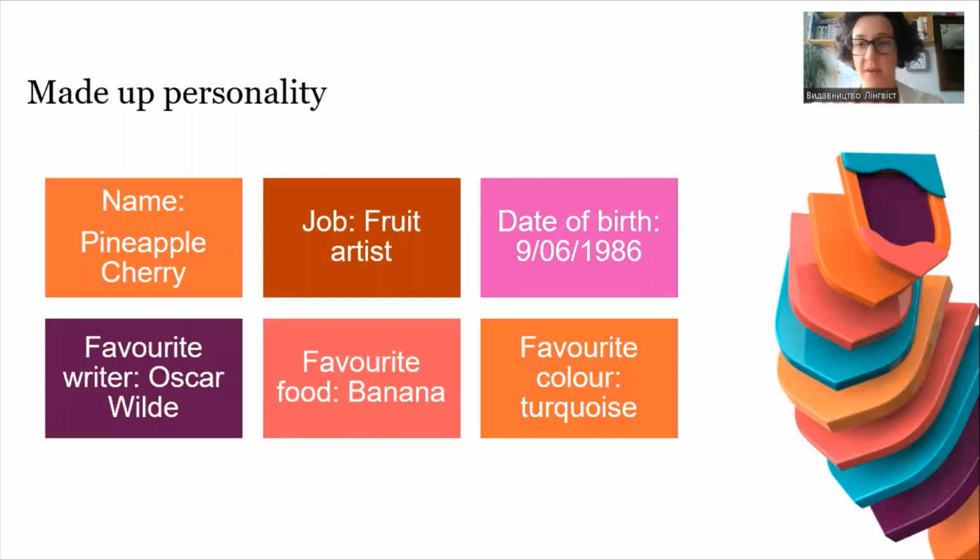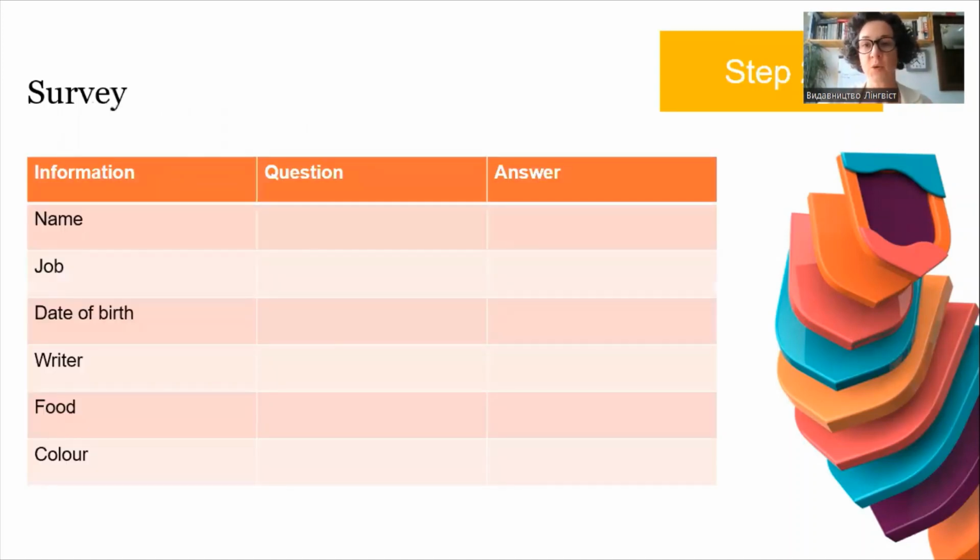So this is mine. And if someone asks me, what's your name? I say to the student, Pineapple Cherry. What do you do for a living? I'm a fruit artist. I make art out of fruit. When were you born? La la la la. And step 2 is the class survey. We ask our partner, but before we ask, we need to help students to make all the questions properly.